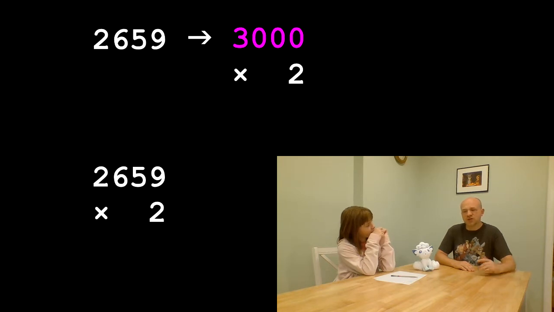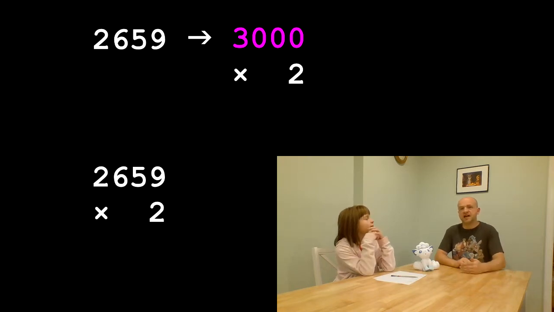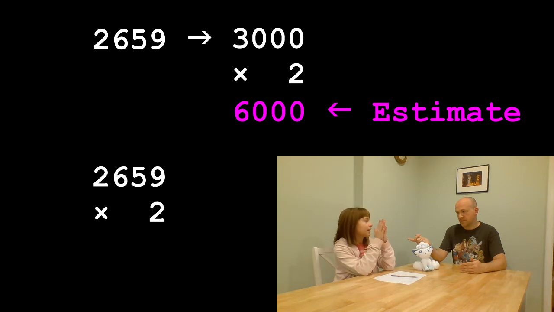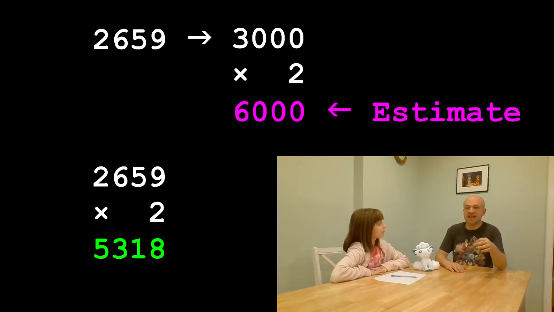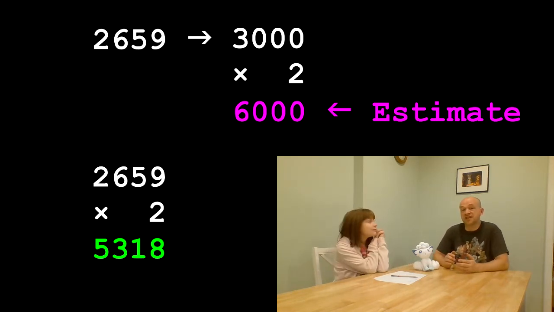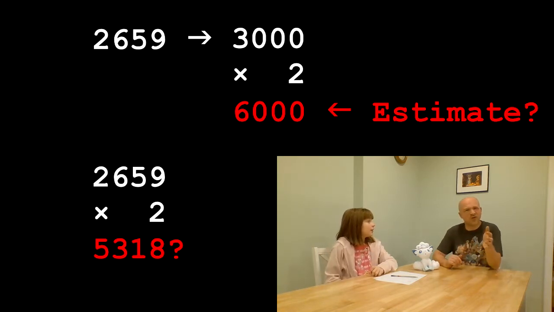Now, the thing is, when you do the real multiplication on this one, 3,000 times 2 would be 6,000. But the real answer, as you're going to see it here, is quite a bit off from that. It actually comes out to 5,318. So it seems a little distant, and that could sometimes lead you to thinking, so wait, did I estimate this wrong, or did I do the real math wrong, or whatever the case is?